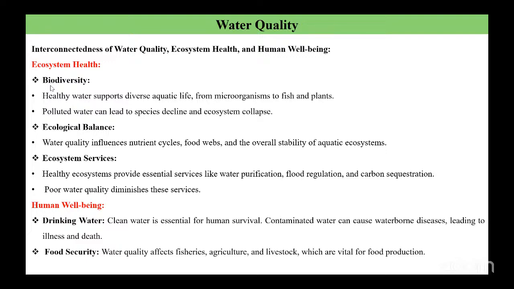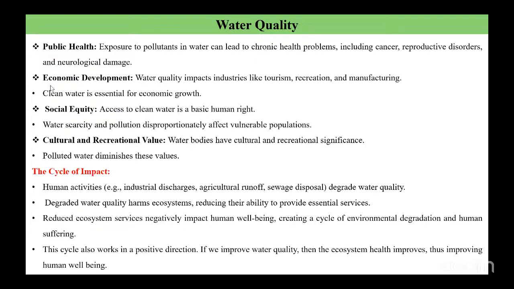So human well-being is mainly influenced by drinking water, food security, public health, economic development, social equity, and cultural and recreational value. These all also affect human well-being.